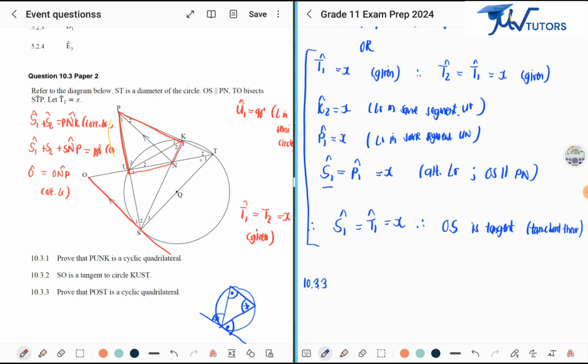Okay. Now let's go to 10.3.3. It says prove that POST. So where is POST? We have P, O, S, T. Yeah, no, Euclidean will make you work. So we need to show that this is a cyclic quad. So imagine there's a circle around it. So we can either show that NOS is equal to PST, or rather SPT or TPS.